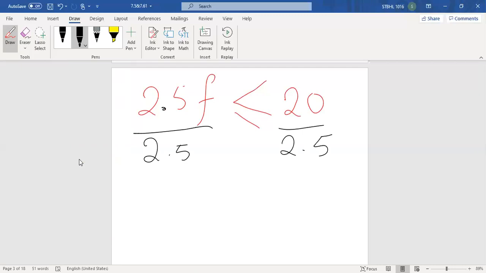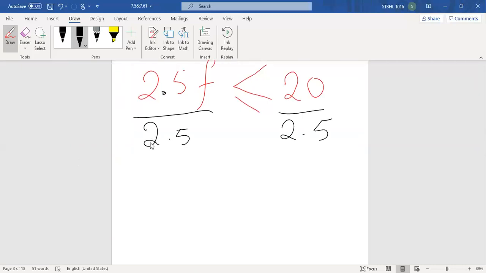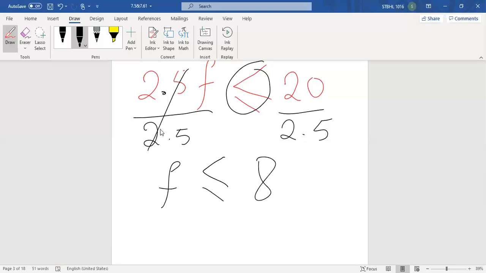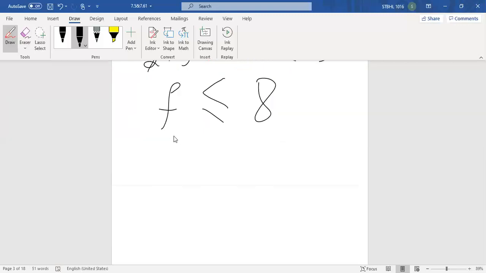Now, do I have to change the inequality sign? Of course not. Why? Because I divide by a positive coefficient. This is what you learned in the last lesson. So the inequality sign stays the same: f is less than or equal to 8. That means he can buy at most 8 fish.